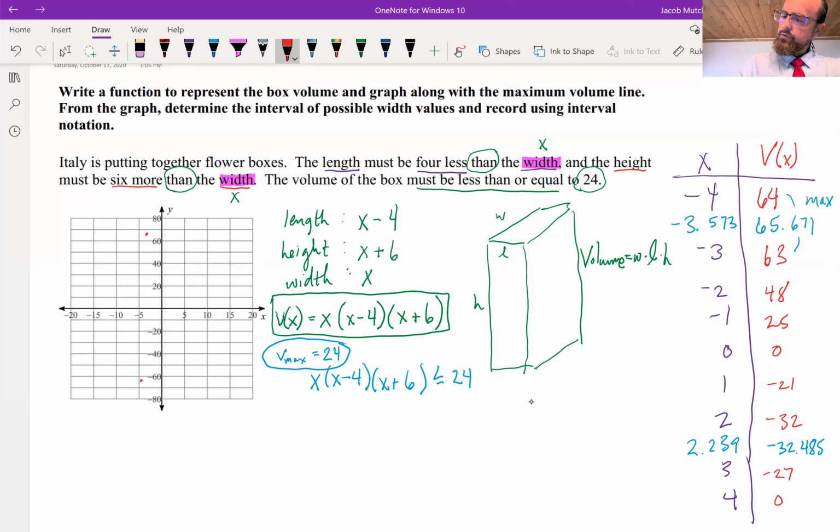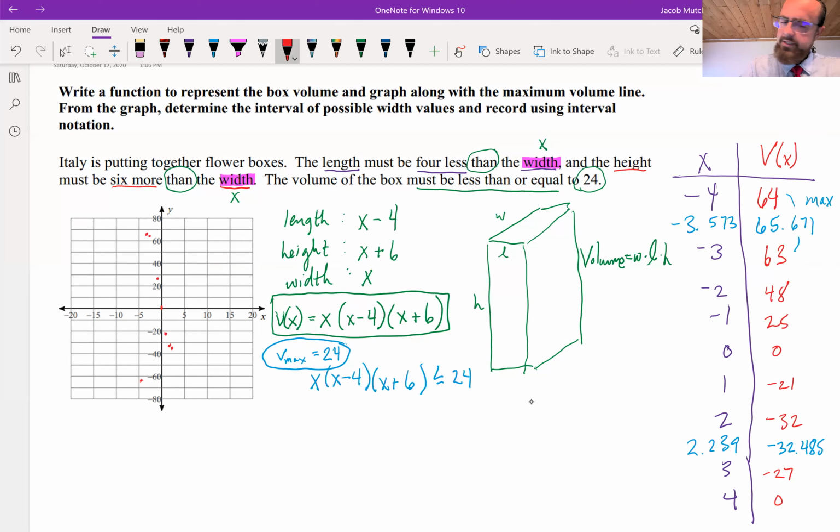And then negative 3 itself is sitting right next to it at positive 63. Negative 1 is at 25. 0, 0. 1, negative 21. 2, negative 32. So notice I'm just making estimates, but they're reasonable estimates. The minimum is at 2.239, negative 32.48. So not far from that point we just graphed.